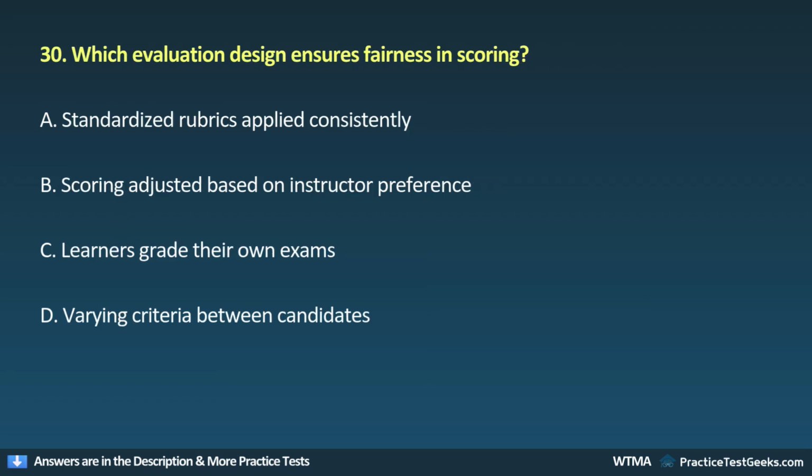30. Which evaluation design ensures fairness in scoring? A. Standardized rubrics applied consistently. B. Scoring adjusted based on instructor preference. C. Learners grade their own exams. D. Varying criteria between candidates.